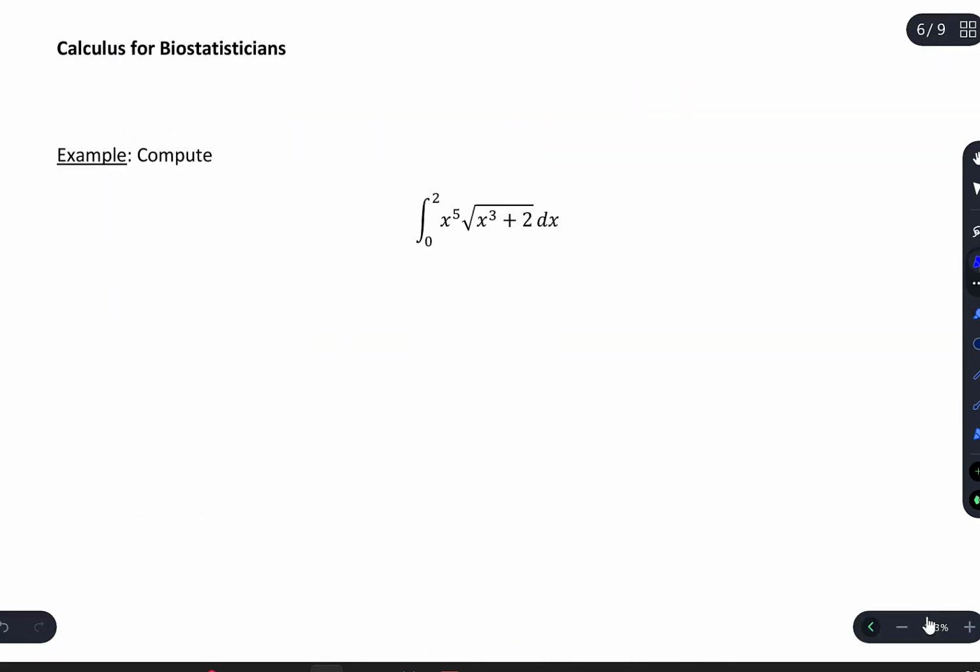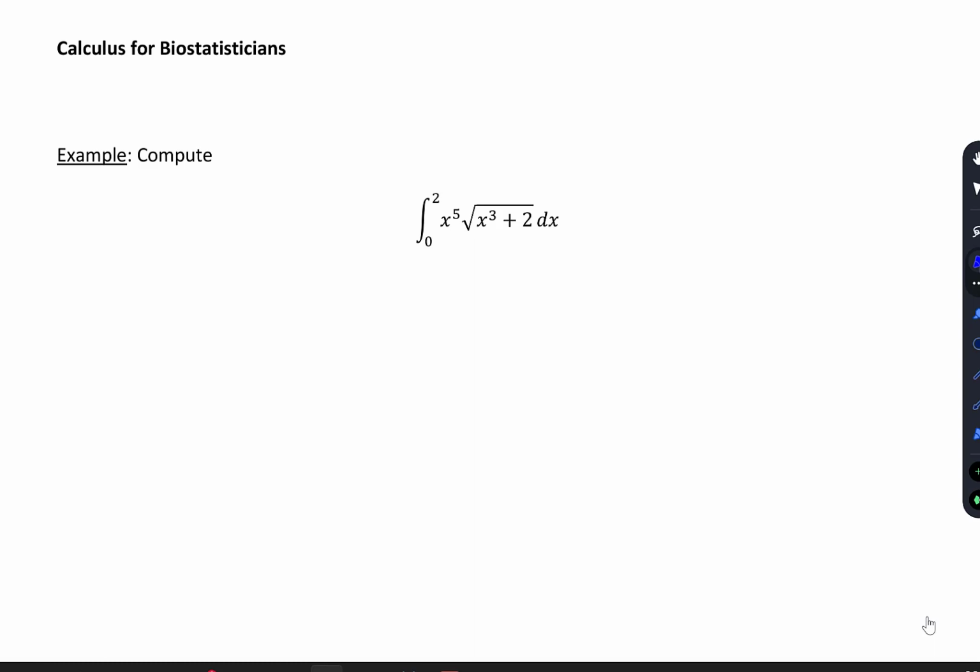All right, so the first example that we have here is the definite integral from 0 to 2 of x to the 5th times the square root of x cubed plus 2 dx. Regardless of which method we end up using, we're really going to complete those first three steps from the indefinite integral first. Typically you won't work the indefinite integral and then go to the definite integral, but I am going to do that here just for illustration.